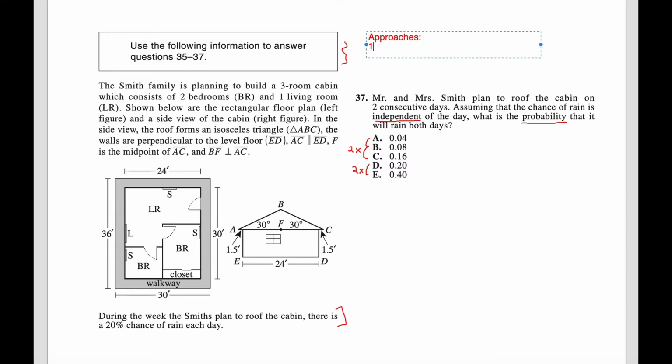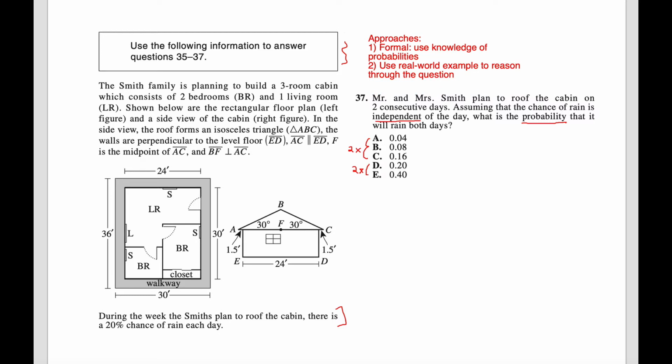Approaches: 1, formal, use knowledge of probabilities. And it's a very quick question if we know that. And then I'm going to write another way, which is that if we don't know how to do probabilities, we could still reason through it with a small real-world example to reason through the question.